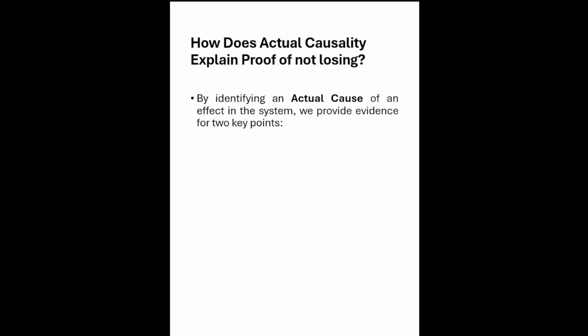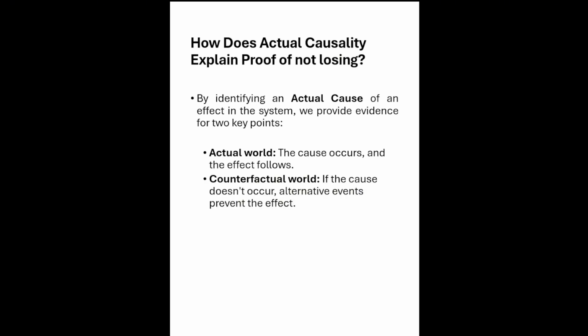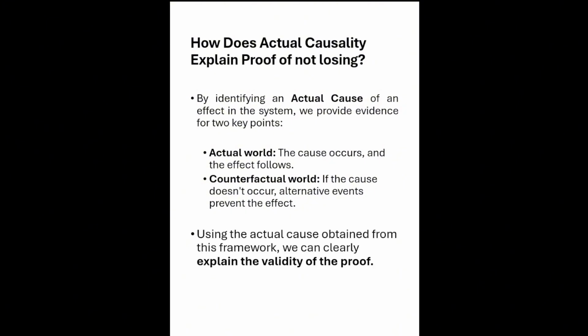By identifying an actual cause of an effect in the system, we provide evidence for two key points. One is the actual world, where the cause occurs and the effect follows, and the other is the counterfactual world, where if the cause does not occur, alternative events prevent the effect. Using the actual cause obtained from this framework, we can clearly explain the validity of the proof.